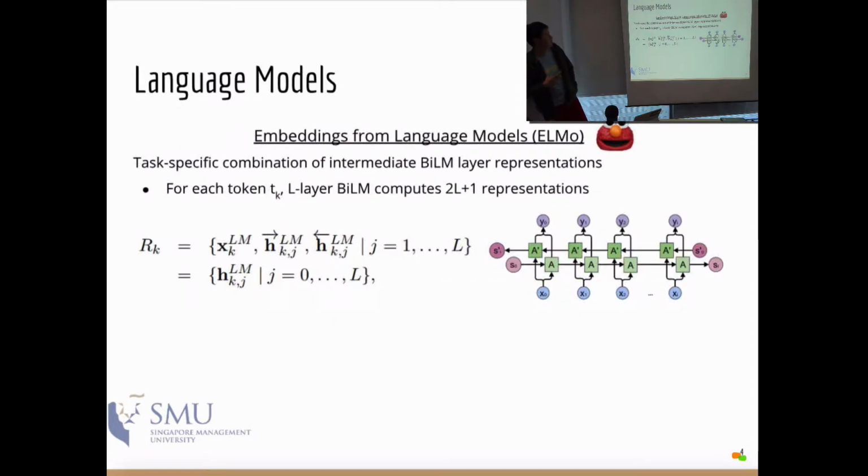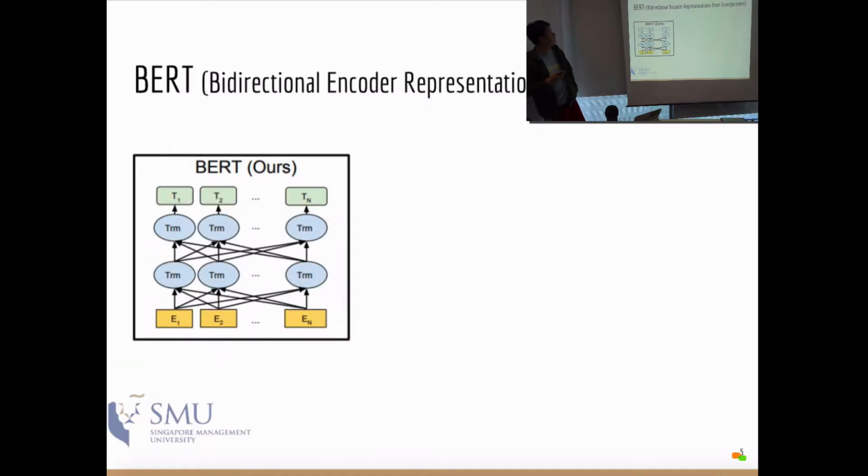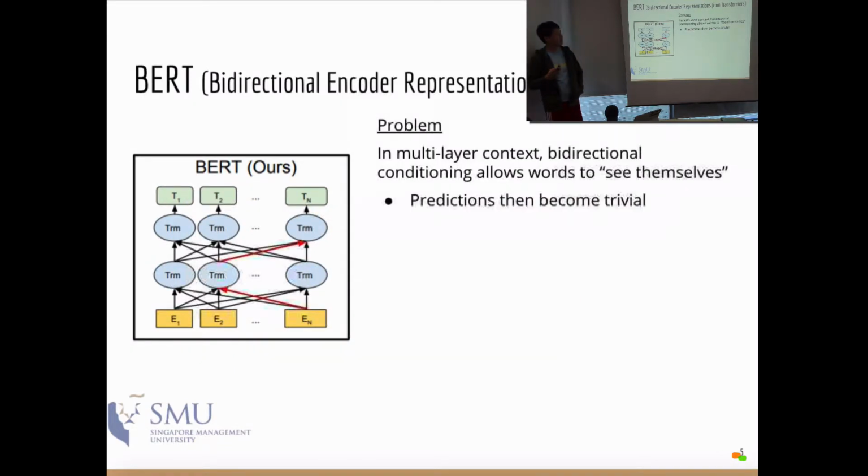Okay, so this is ELMo. ELMo takes the token, goes left and goes right, and then you predict. You combine them to give the task-specific ELMo vector. For BERT, the thing is, if you have a multi-layer context, the bidirectional conditioning allows the words to sort of see themselves. If you look at the image, there are two red arrows. When you feed the token in, the prediction for the second token is conditioned on token n, but this output is fed back to the part that predicts t_n, which is the output of token n.